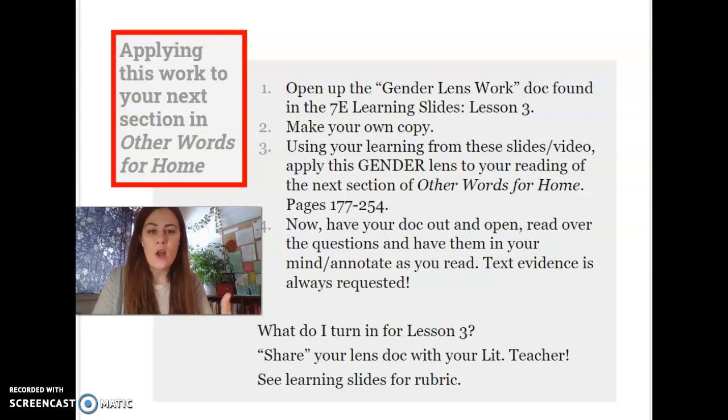Now that you have the doc out and open, read over those questions, have them in your mind alongside the discussion guide. Annotate as you read. Text evidence is always requested when applicable. You share this document with your literacy teacher when you are done, and if you have any questions, or if you feel there is anything that we've left out of this lesson, or if there's any sort of ways that you'd like to expand on any of this stuff, this is your platform to talk about how you see gender represented in this book, fairly or unfairly.